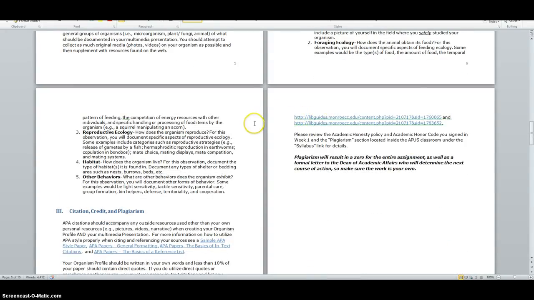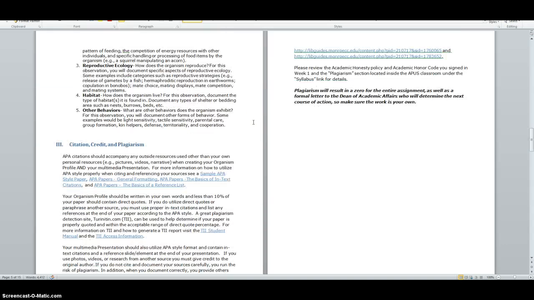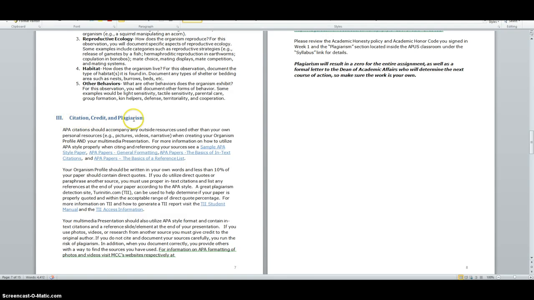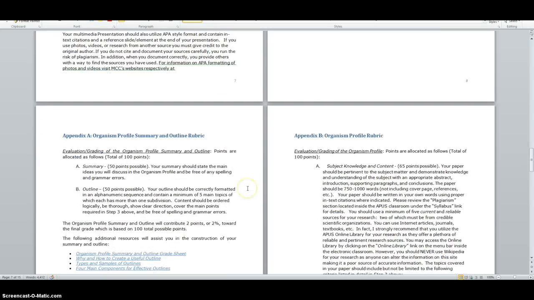And again, that presentation is due week 7 for grading, and then you will share them with each other in the week 8 forum. Again, when we're dealing with any written or photo or video components that are not your own ideas, your own photos, your own videos, you have to properly cite them and reference them, whether it be in your formal written organism profile due week 5 or your multimedia presentation due week 7. This gives you some more information. Please make sure you read that, as APUS takes plagiarism very seriously.